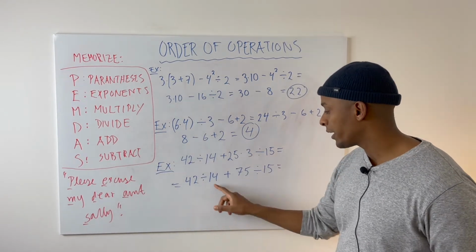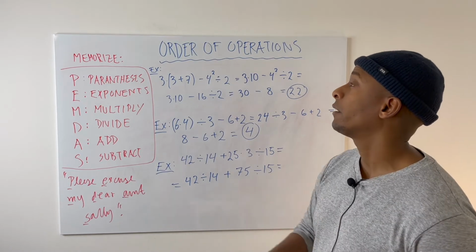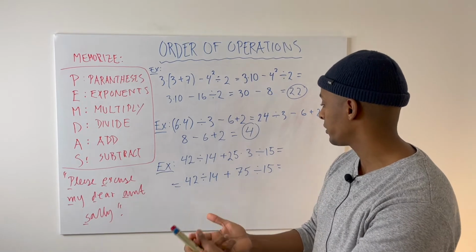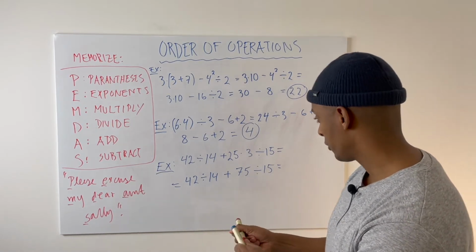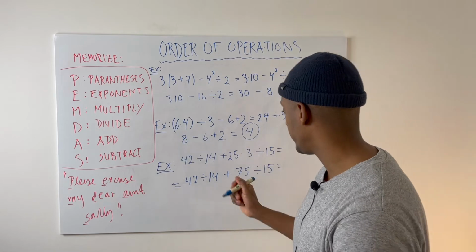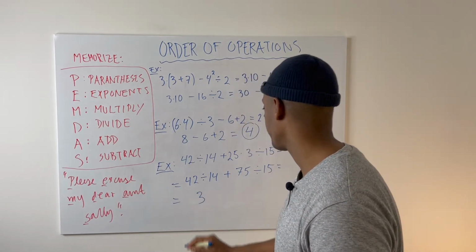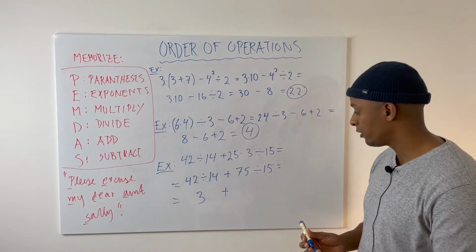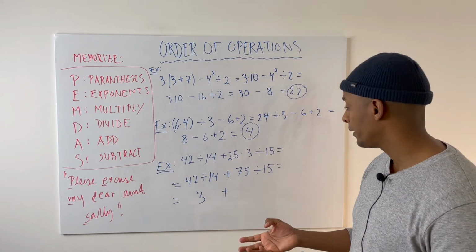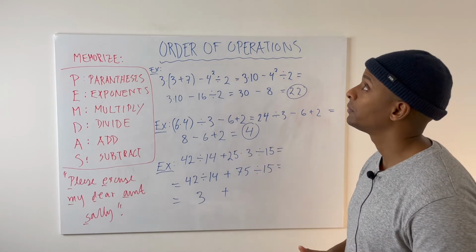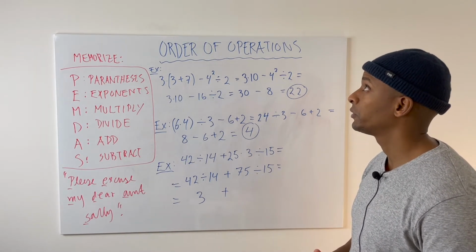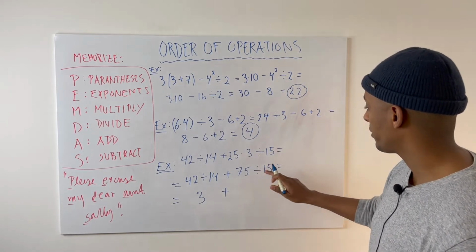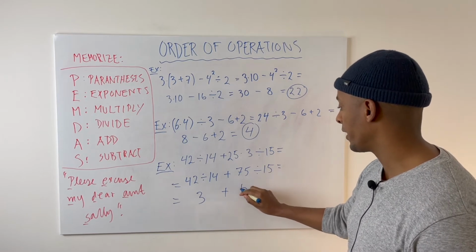So 42 divided by 14 is, let's see here, 14 plus 14 is 28, 28 plus 14 is 42, so it's 3 times. Okay, so 42 divided by 14 is equal to 3. Okay, and now we have 15. I know that 15 times 4 is equal to 60. And then 15 times 5 is 75. So 75 divided by 15 is equal to 5.